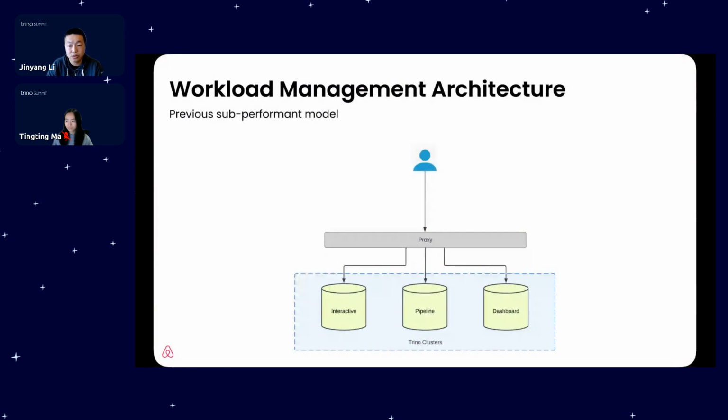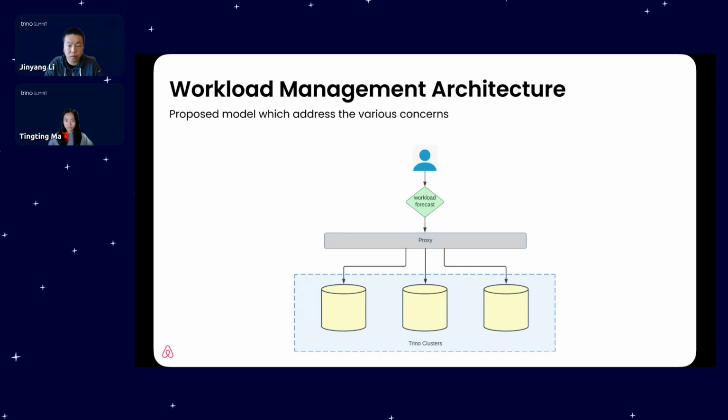With the old architecture, users submit queries to the gateway proxy, and the proxy will forward the query to a backend Trino cluster based on the query source. For example, queries from Superset SQL Lab are always forwarded to the interactive cluster because they are categorized as the interactive workload. Airflow pipeline queries are always routed to the pipeline cluster, and Superset dashboard queries are always routed to the Superset dashboard cluster. This three cluster structure can provide some level of isolation. However, the noisy neighbor and spiky workload issues we mentioned above remain unresolved within each cluster.